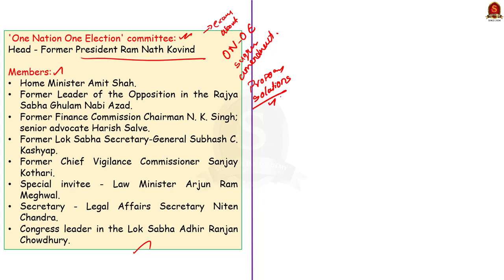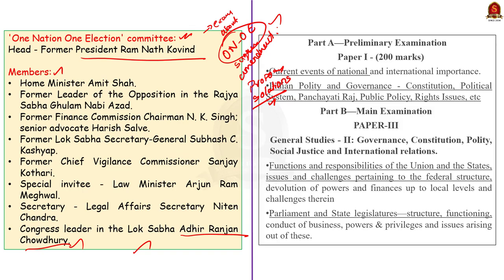But the Congress leader in the Lok Sabha, Mr. Adhir Ranjan Chowdhury, whose name was in the list of members of the committee, declined to be on the committee. This is about the news article given here. In this context, let us try to understand what is One Nation, One Election, why it is needed, and what are the hurdles in implementing it. Before getting into the discussion, I have highlighted the syllabus regarding this discussion. You can go through it.